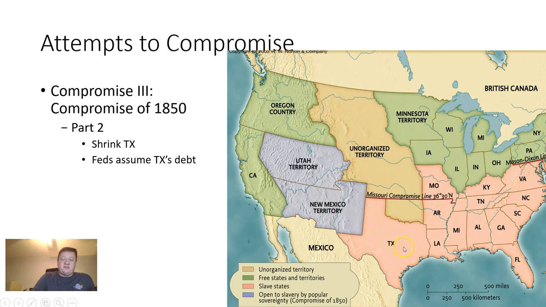Texas had accrued a bunch of debts during the Mexican War and the time that Texas was an independent nation, and so the federal government's going to take over that debt, so now Texas is debt-free. In exchange, though, they got shrunk down a bit.